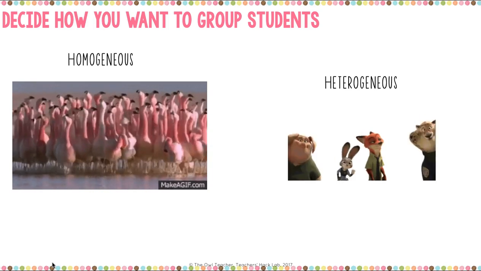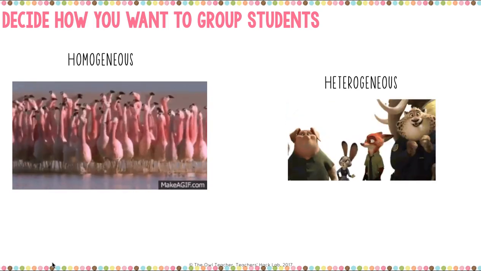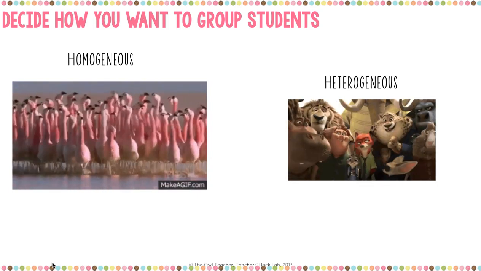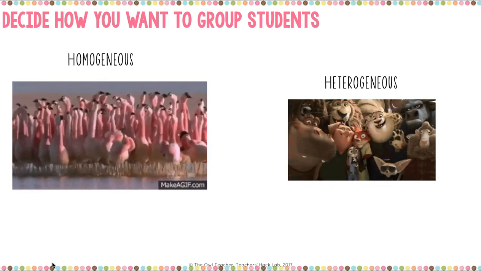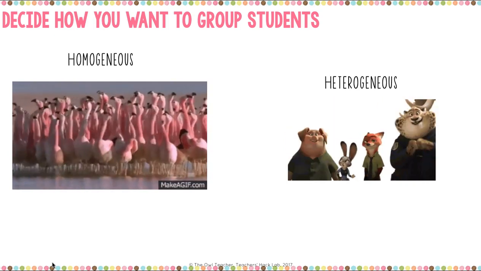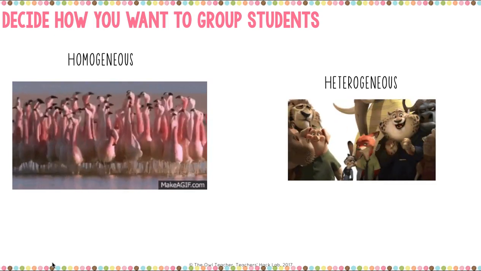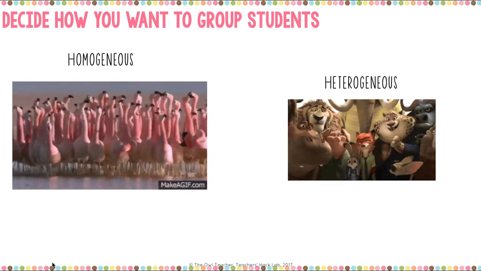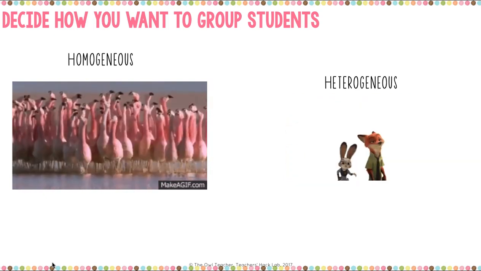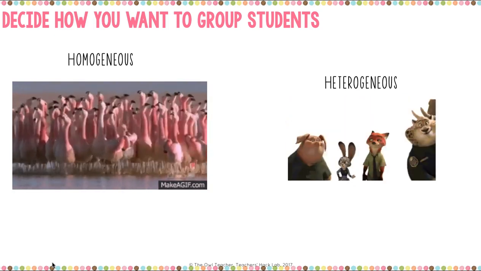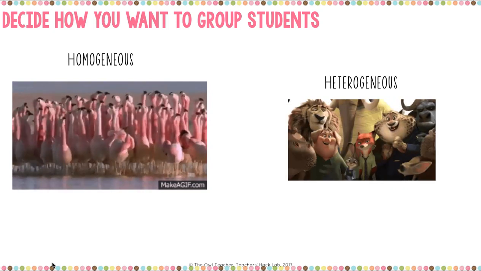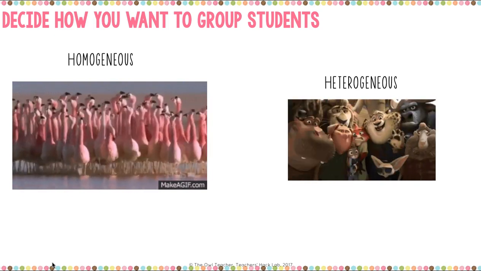So the first thing that we're going to talk about is how you want to group your students. There are two different ways that you can group them. The first way is homogeneous, or what is now popularly termed flexible. This is where students are grouped according to their ability levels. It is based off of an assessment or an observation. You determine whether the students all understand a certain concept, and then you put them together so you can teach them that concept.